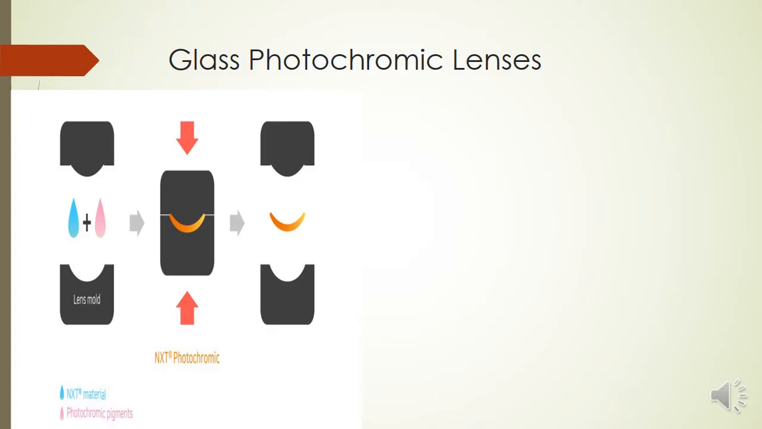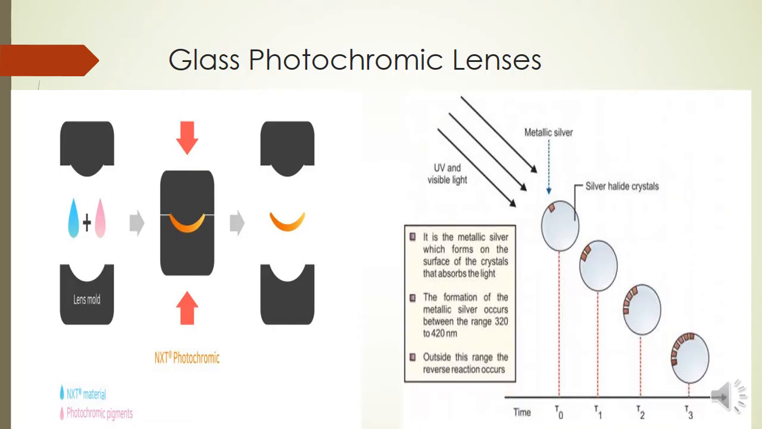Glass photochromics generally work on a different principle of photochromic effect. Here we add silver halide crystals, which are commonly used. What happens when this lens is kept under UV or visible light is that the UV light starts reacting with the silver halide crystal, which breaks it into halide ions and metallic silver. The metallic silver, which we know gets a black color, starts depositing onto the surface, giving a complete blackened film type of appearance.